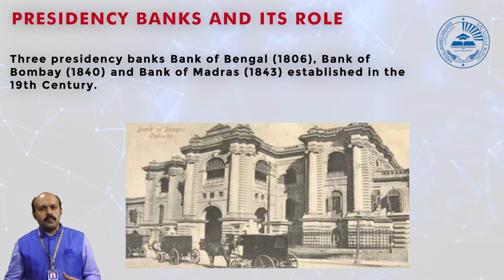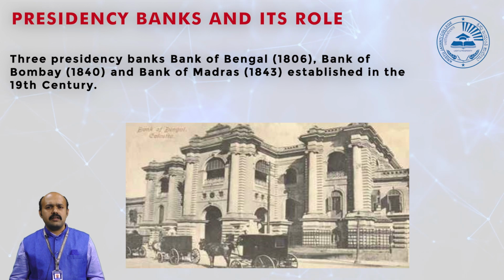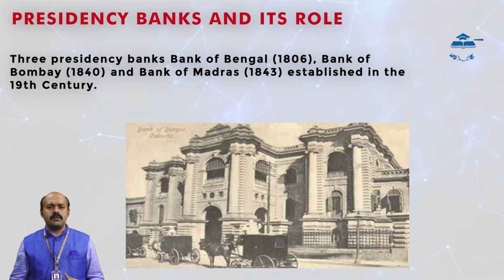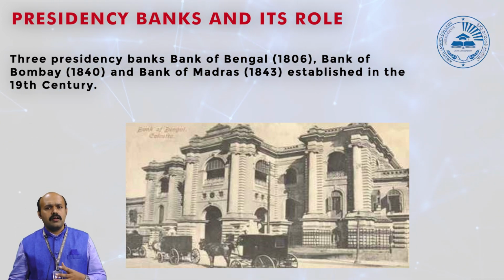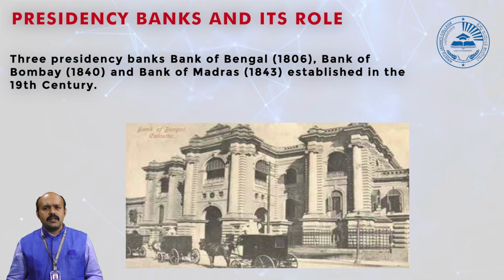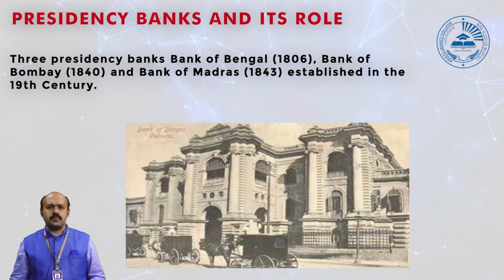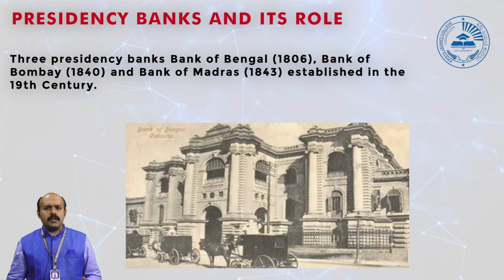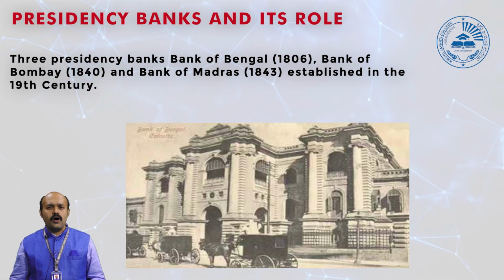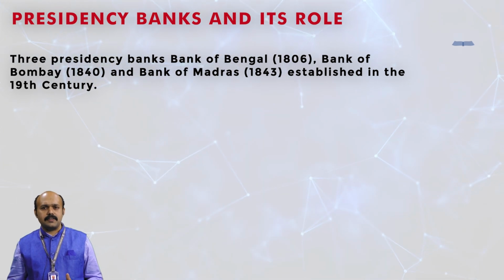Now, I told you about these three presidencies. Can you find anything common between Bengal, Calcutta, and Bombay? I'll give you a few seconds. So the clue here is, it is connected with a mode of transportation. If your answer was seaport or shipping, then it is correct.